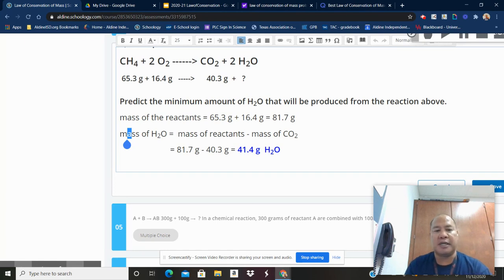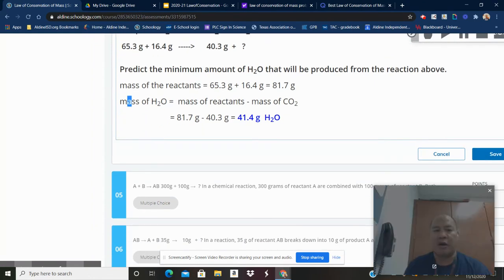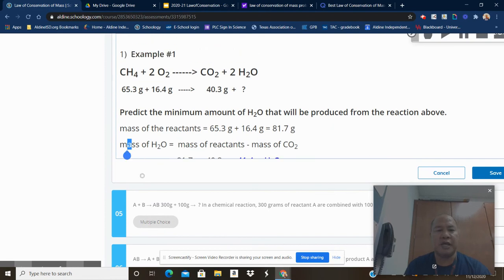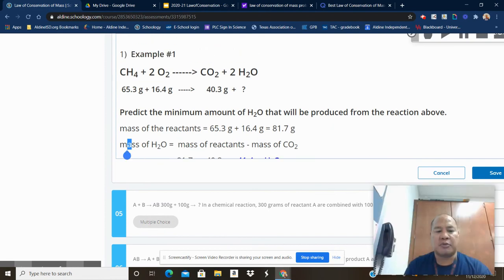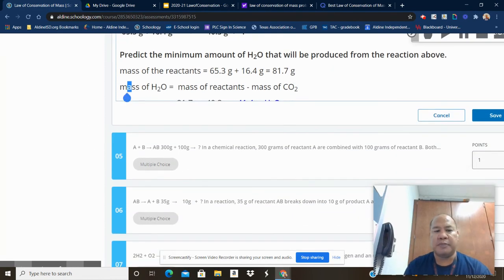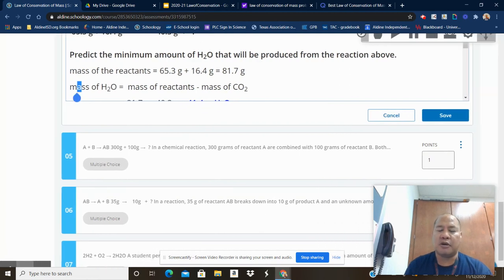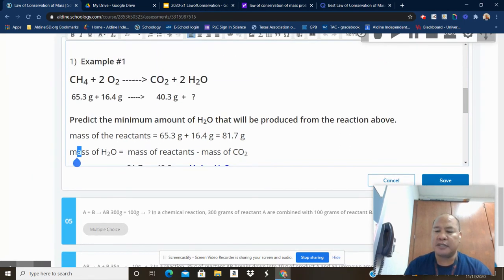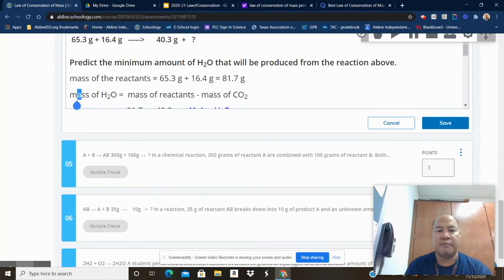And we know this because, again, the law of conservation of mass says the mass of the reactants must equal the mass of the products. So that's all I wanted to mention to you. The three questions following will be dealing with this. So always keep in mind the mass of the products must equal the mass of the reactants. So you should be able to determine what the missing weights should be.